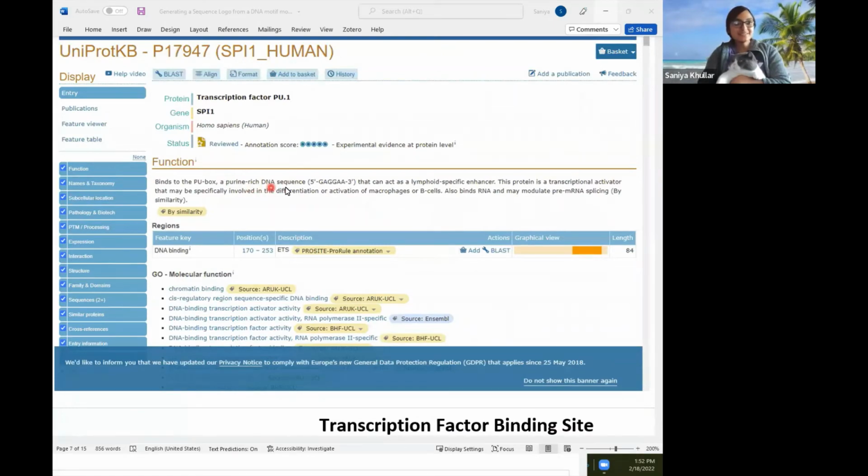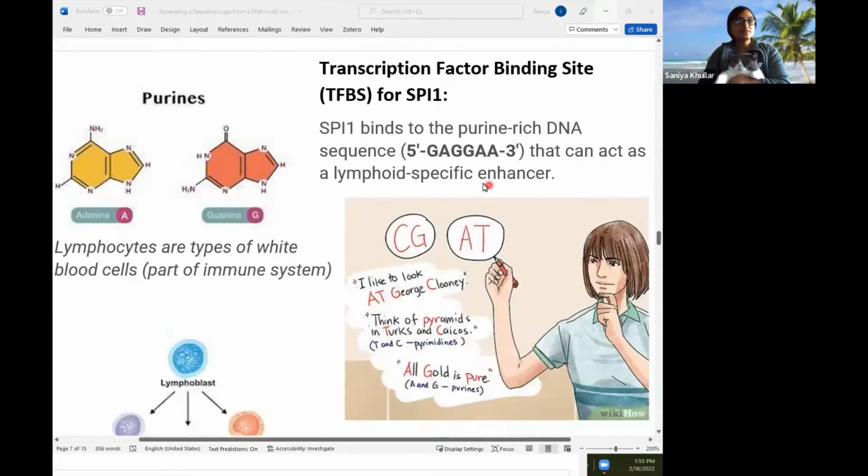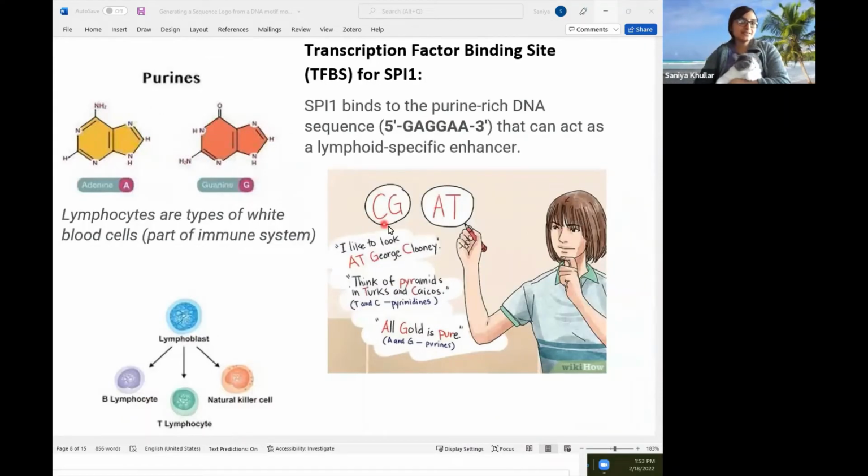Since this is a purine-rich DNA sequence, I'm just zoomed in on this text here. So this transcription factor binding site, TFBS, is an abbreviation, for SPI1. So SPI1 binds to this purine-rich DNA sequence that can act as a lymphoid-specific enhancer. This is this part here. And we call it purine-rich because purines are like pure as gold: adenine and guanine. And you notice here that there's a lot of guanine and adenine, like GAGGAA, like it binds here a lot. C, G, A, and T base pair together, but C and T are the pyrimidines and G and A are the purines.